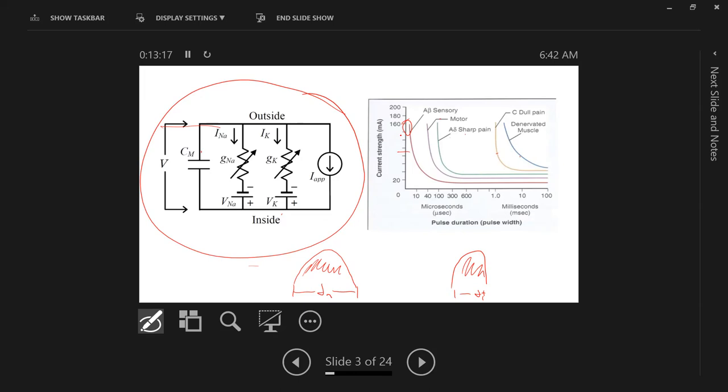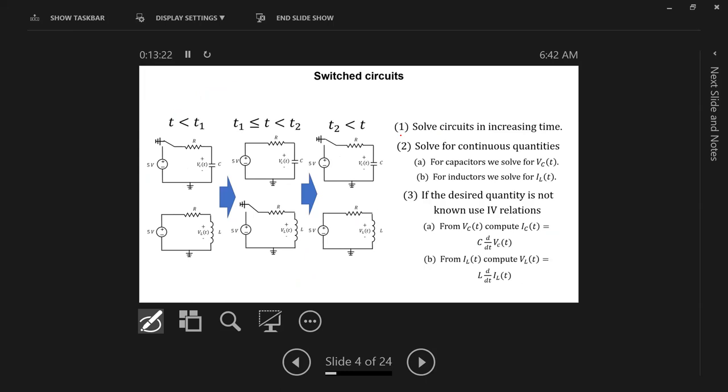All right. So today we're going to basically review what we did in the past 2 days. Like I said, we looked at switch circuits and we typically solve for continuous quantity. So we're going to look at an example a little later.